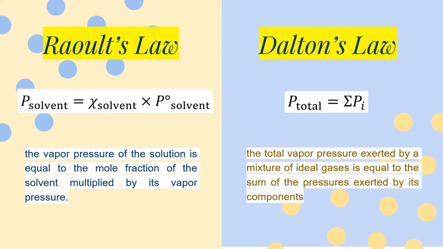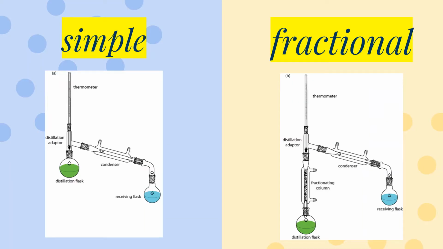The second principle governing distillation is Dalton's law of partial pressures, which states that the total vapor pressure of a mixture of ideal gases is equal to the sum of the partial vapor pressures of its components, illustrated on the right side of the slide, in which the total pressure is equal to the summation of partial pressures of each component. Two types of distillation will be conducted in this experiment.